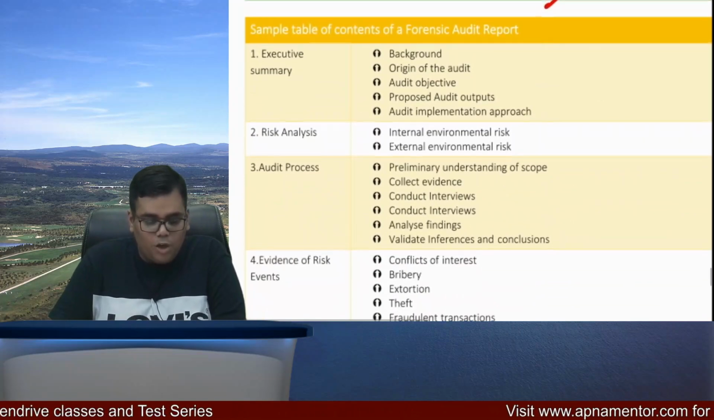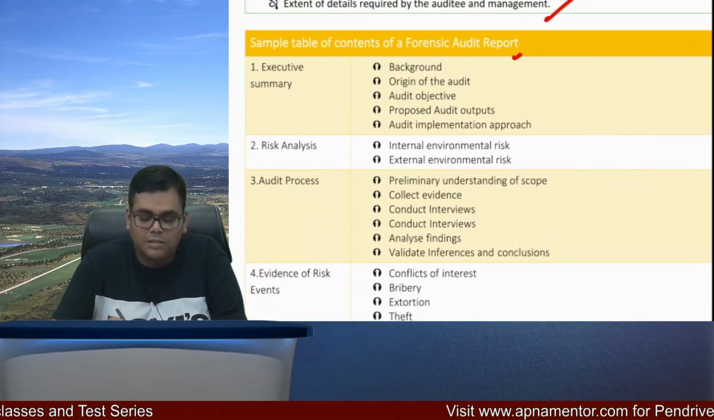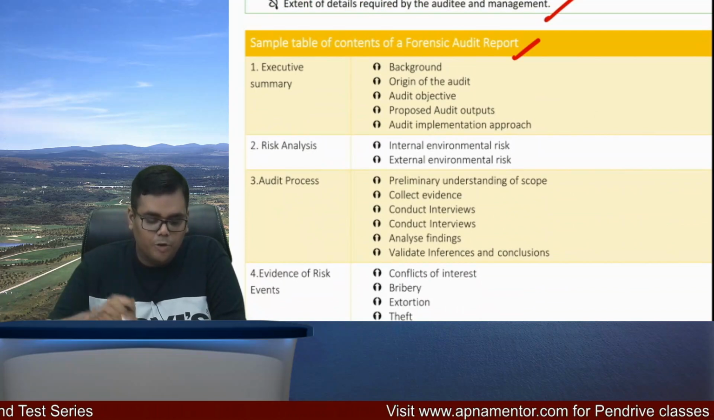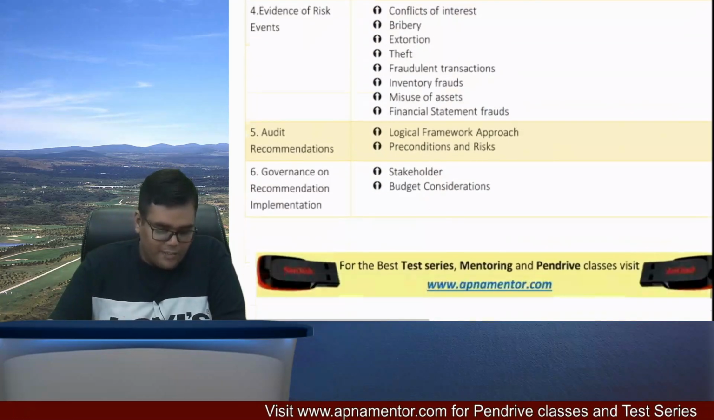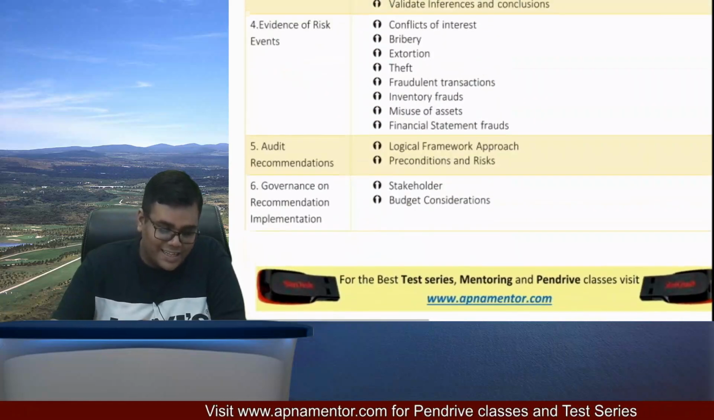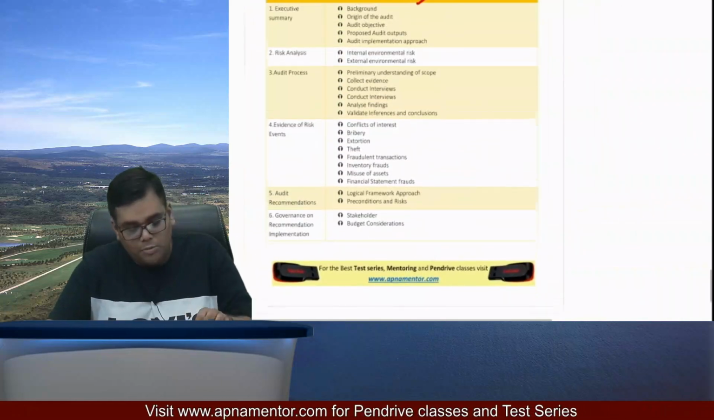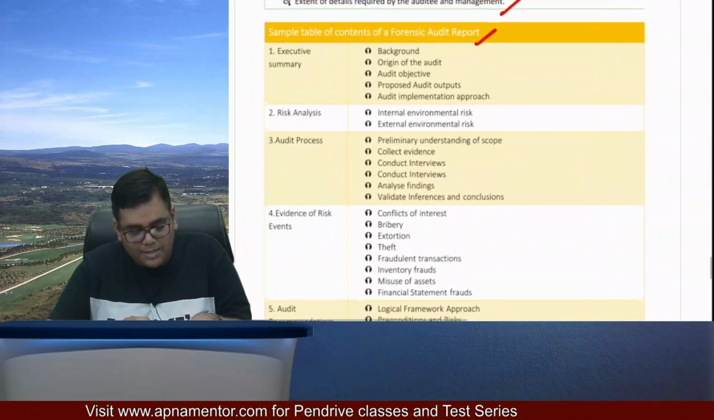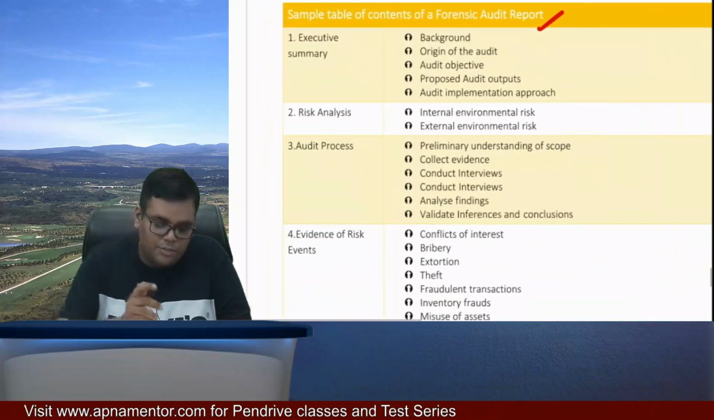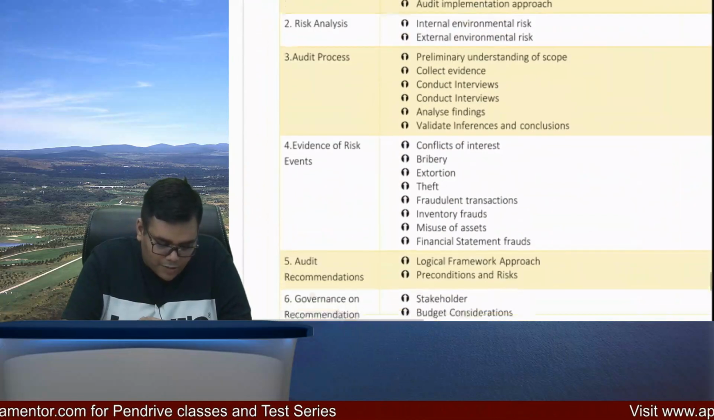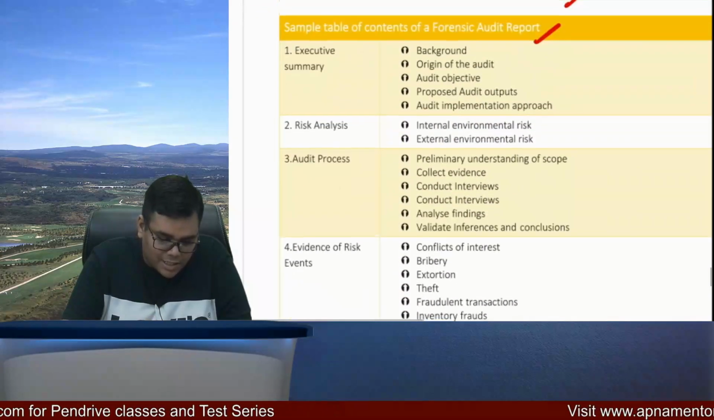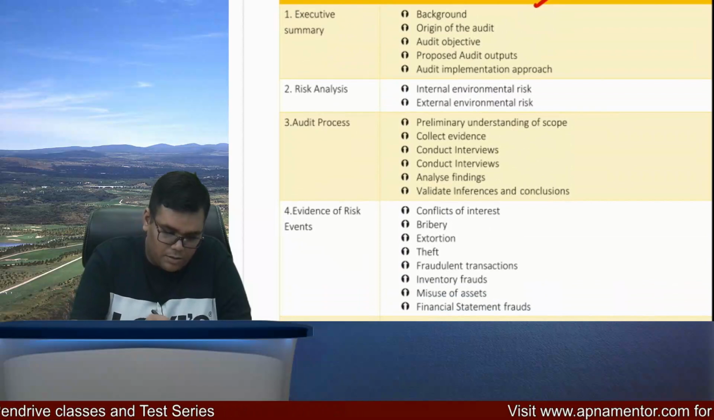Sample table of contents of a forensic auditor's report. कि forensic auditor's report में क्या क्या आएगा? What is going to come? So again we have divided this into 6 categories. You don't have any other option but apart from learning it. The sample table of contents of forensic audit report. First of all we have, you can remember all the different points from E. That is, there are 2 points from E.